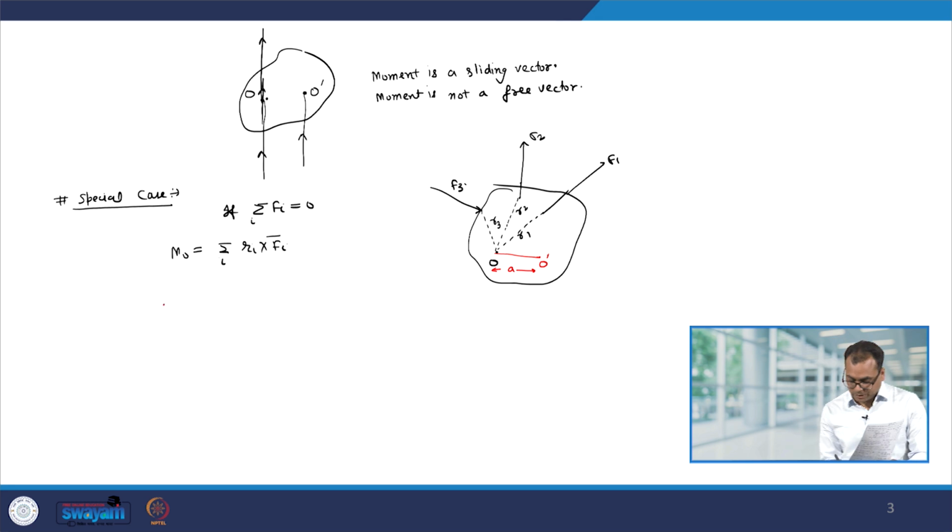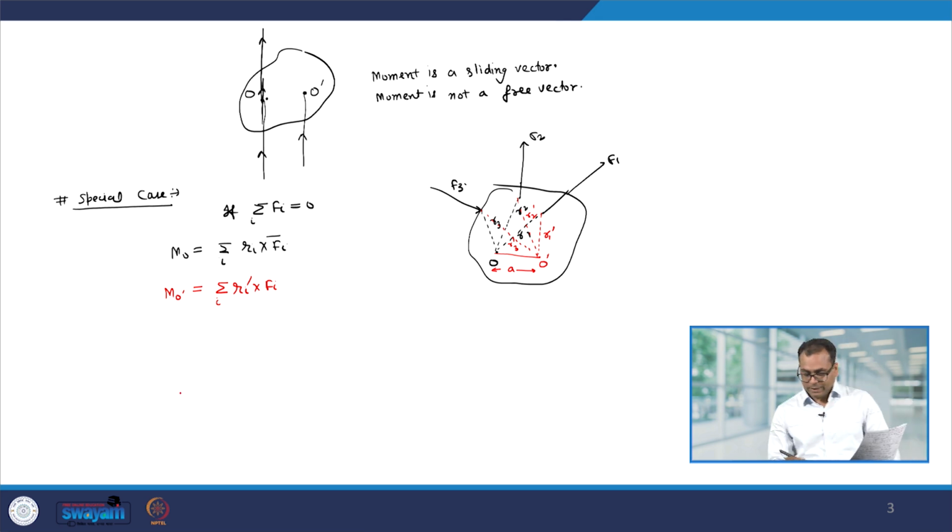If you want to calculate the moment about O prime, then you have to draw the position vectors from point O prime to the forces. So, this will be R1 prime, this will be R2 prime and it will be R3 prime. So, the moment about O prime will be the sum over i of Ri prime cross Fi. Now, you can take any triangle. So, for example, let us take this triangle.